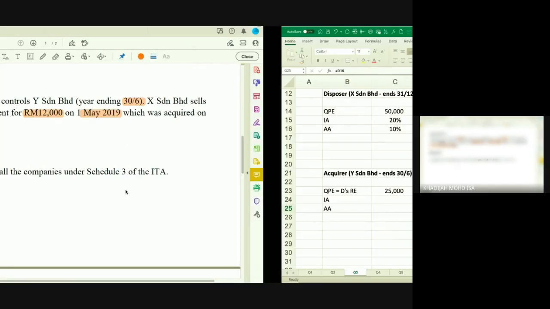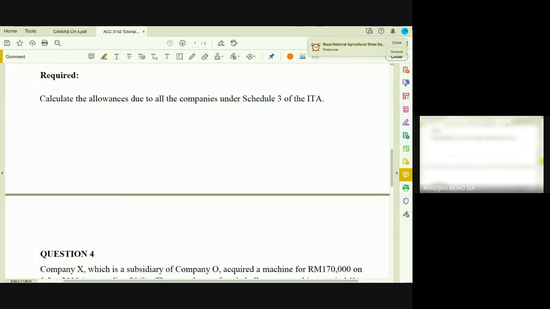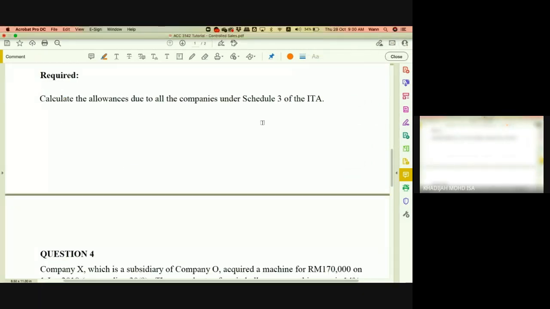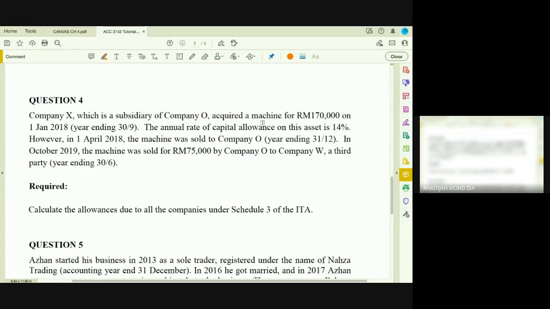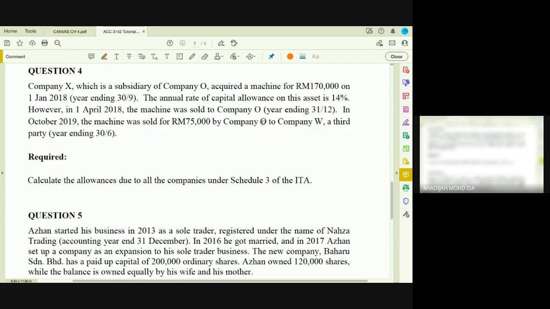All right. So let's look at question number 4. Question number 4, you have company X, which is a subsidiary of company O, acquired a machine for 170,000 on 1st January. Year end is 30th of September. Okay, let's take this information. 170,000 you acquired in January 2018. Year end is 30th September.